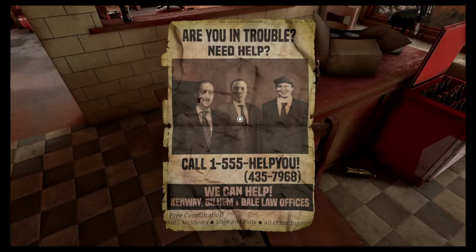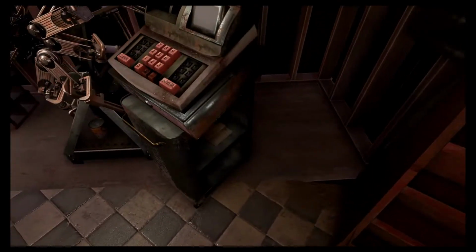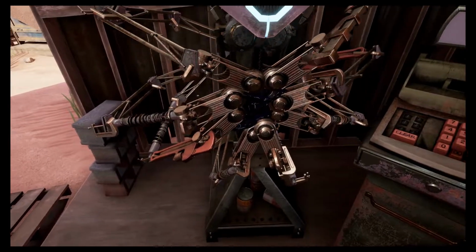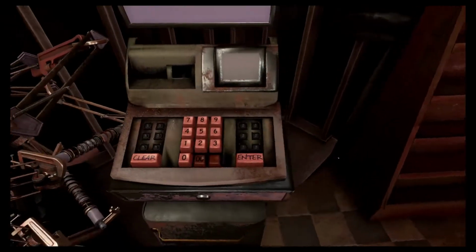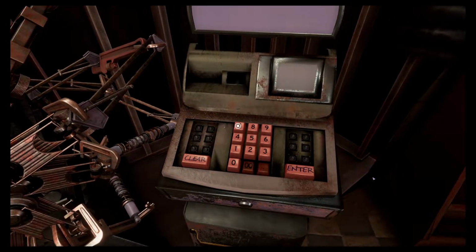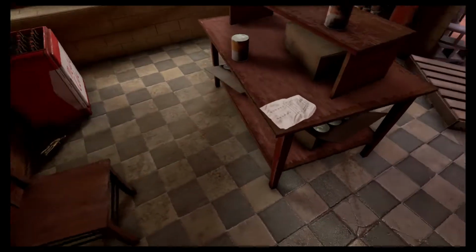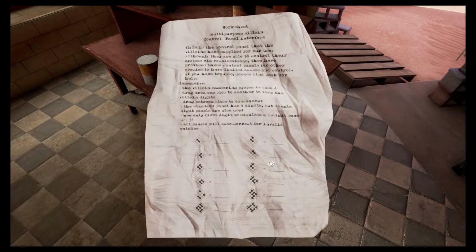1 5 5 4 3 5 7 9 6 8. Who knows? We have a telephone. We will try. Okay. I mean, this is Belaine technology here. But those are not... Okay, I have to write down, I guess, everything. So, let's do this. Okay.